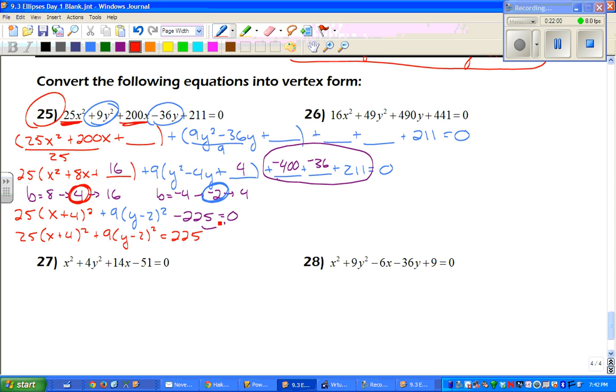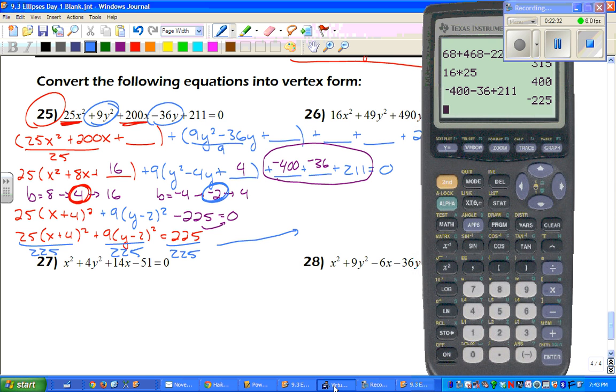Okay, now there's two things that are causing problems here. The first one is I'm not allowed to have values outside of the parentheses. And the second problem is I'm not allowed to have it set equal to 225. Ellipses are set equal to 1. So in order to get rid of this and make everything work out nice and easy, I'm going to divide all of these values by 225.